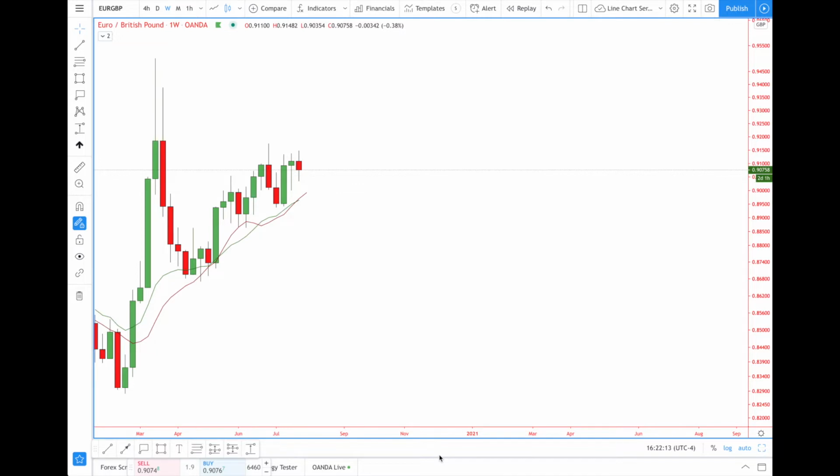Here is a potential setup on Euro Pound. But before we do, we're going to dive into my 500 plus pip winner on Pound USD. So if you guys want to stick around and see it, let the intro roll.